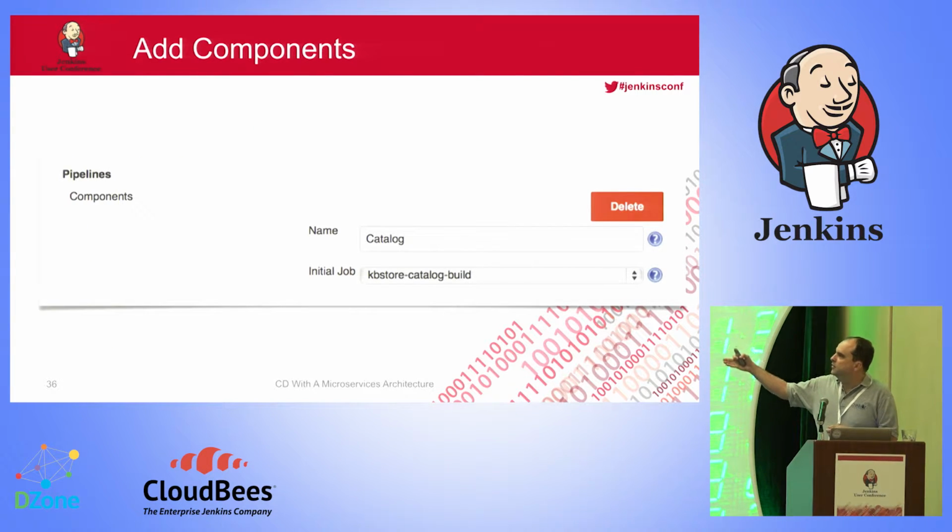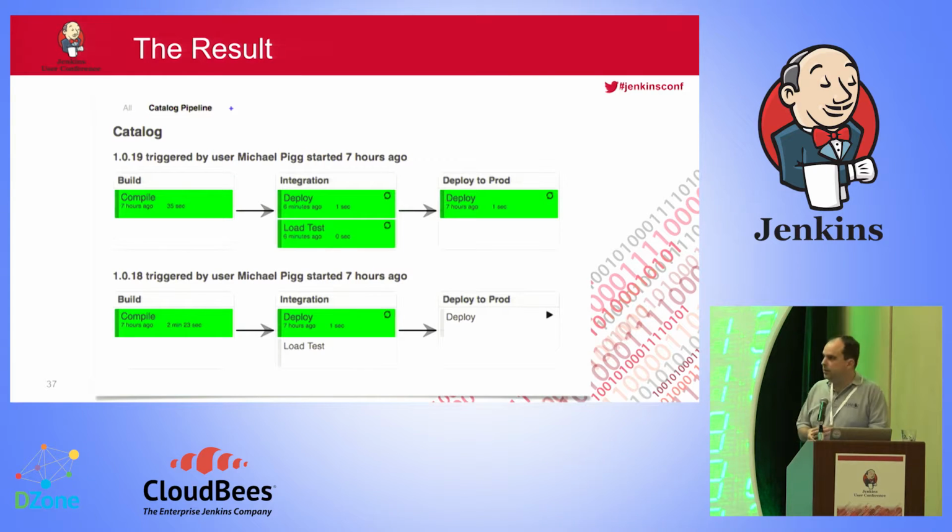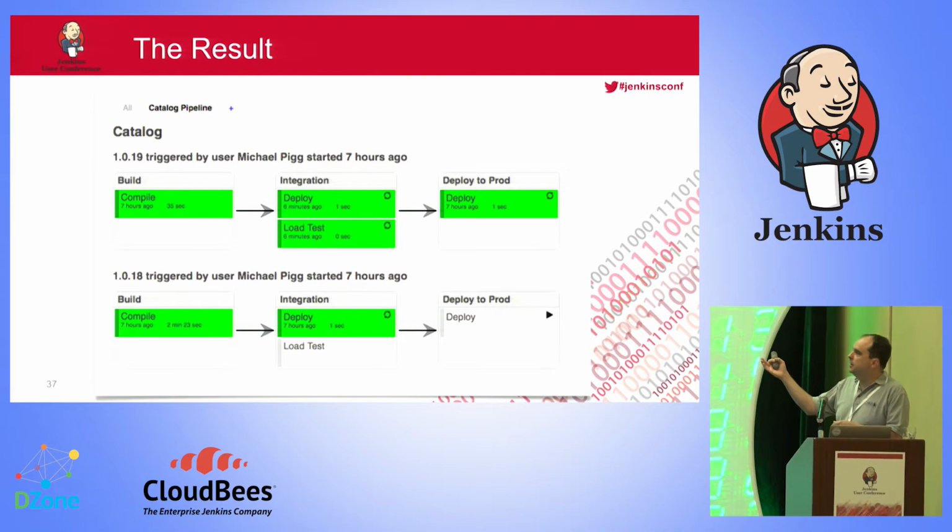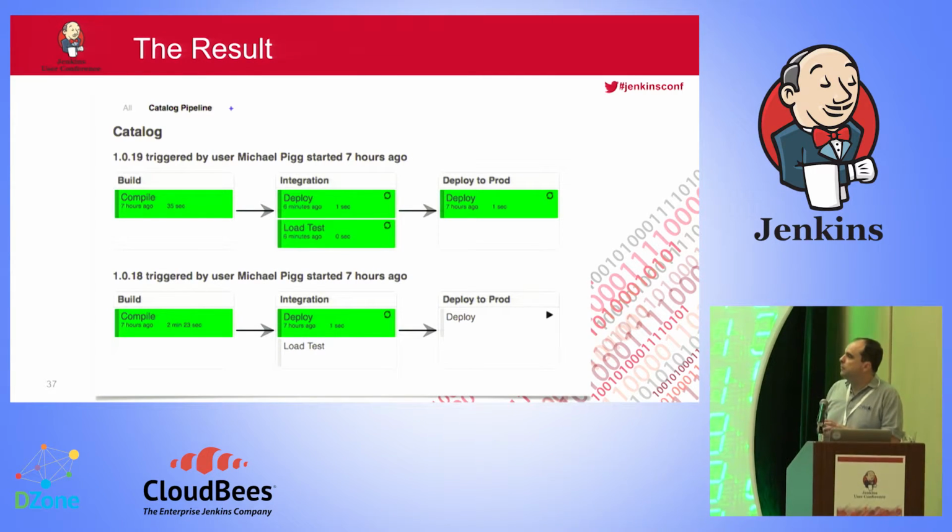And then the last thing in the view is to add some components, what the delivery pipeline calls components. So I'm going to add a component called catalog and set its initial job to the build job that I just created, KB store catalog build. And the result I get after creating that view will look like this.